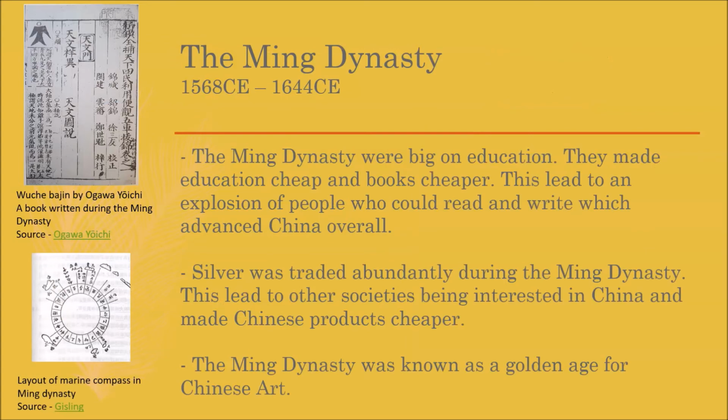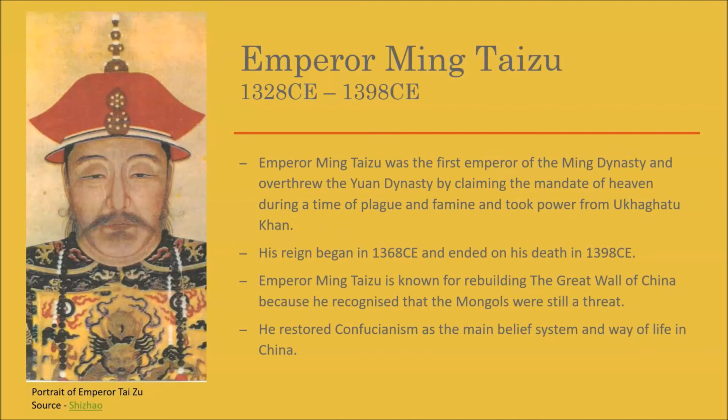Next up we have the Ming Dynasty. So the Ming Dynasty were big on education. They made education cheap and books cheaper. This led to an explosion of people who could read and write, which advanced China overall. Silver was traded abundantly during the Ming Dynasty, and this led to other societies being interested in China and made Chinese products cheaper as a result. The Ming Dynasty was known as a golden age for Chinese art as well. Emperor Ming Taizu existed during this time as well.